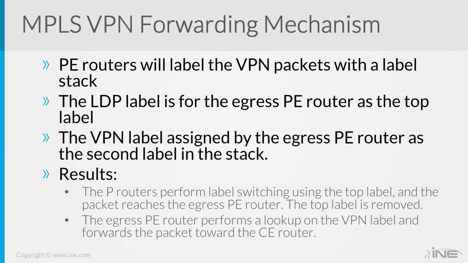The results are the P routers perform label switching using the top label, and the packet reaches the egress PE router. The top label is removed. The egress PE router performs a lookup on the VPN label and forwards the packet towards the CE router. So as the traffic comes in, there's a VPN label assigned to the prefix that is advertised by the customer to the provider, and in order for the incoming PE to send the data across the wire to the other PE, there has to be a way for it to do that. The transport label is what happens.